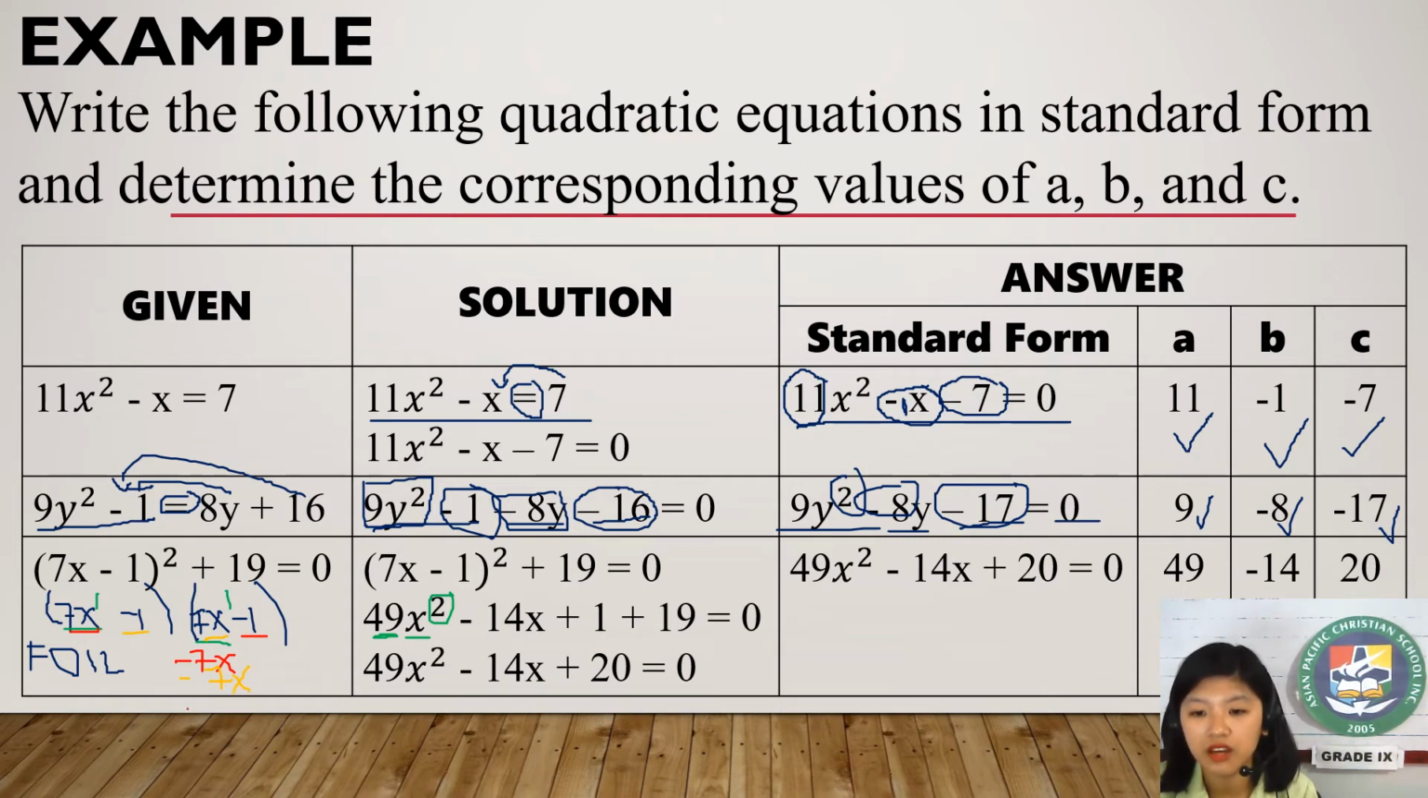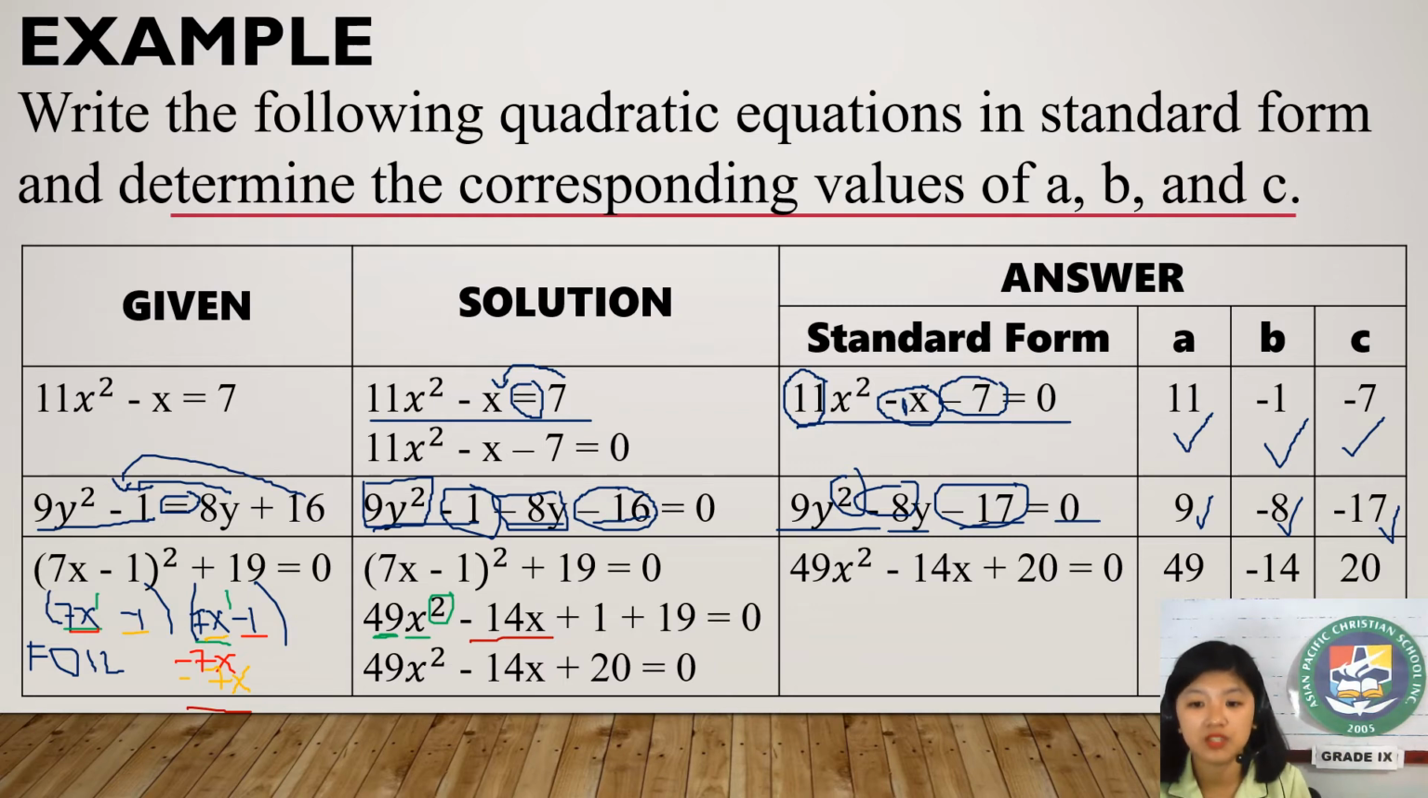So, we have negative 7x and negative 7x. So, combining like terms, just add them since pareho sila ng sign. So, negative 7x plus negative 7x will give you negative 14x. Ayan. And next, we have last term or yung letter L.